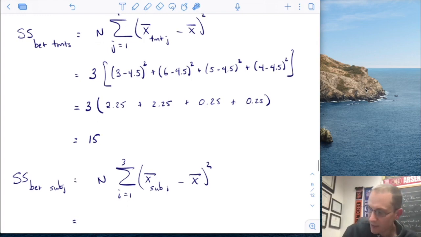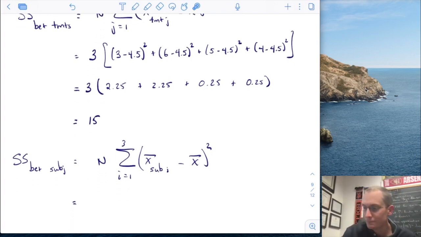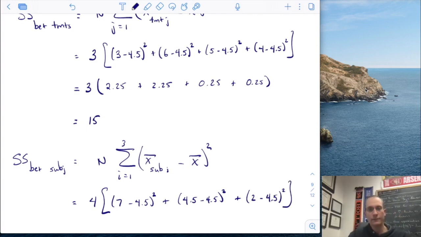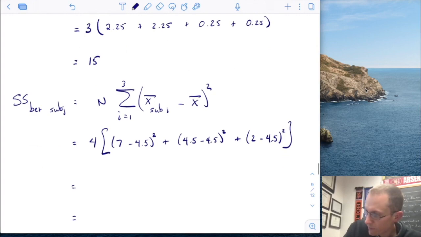Now, the reason that popped up is because I'm thinking, okay, what's in here? It's going to be slightly different. The subjects, remember, there were 4 observations for each subject. So that means that I need to multiply by 4. And now I'm going to take my subject means, which were 7, 4.5, and 2, and I'm going to subtract those from the grand mean. So this is going to be 7 minus 4.5 squared plus 4.5 minus 4.5 squared plus 2 minus 4.5 squared. Okay, so it's done just like the sum of squares between treatments, but this time it's the subject means. And now if we figure those out, this gives me 4 times.